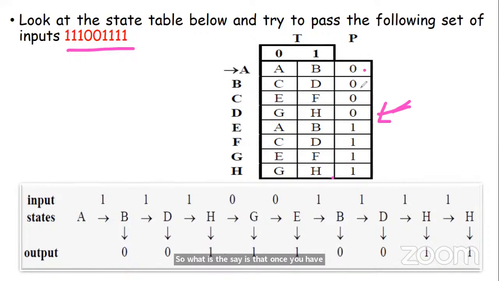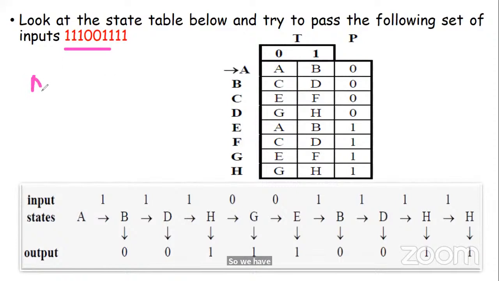At state B, print 0. At state C, print 0. At state D, 0. E, 1, 1, 1, 1, like that. Right? So let's now see how we can test this input that we have. So we are at state A.